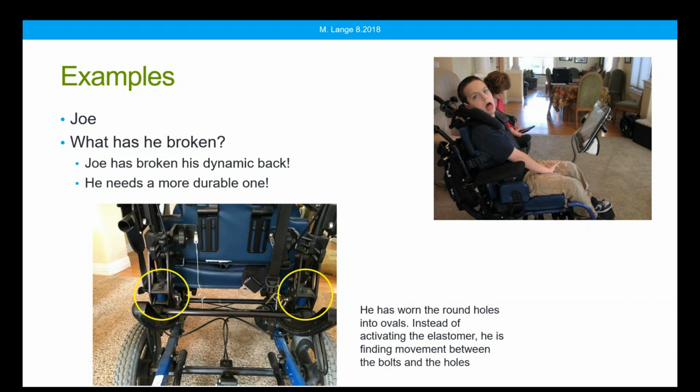So when he was moving in his system, and I wish I had a video of him doing this, instead of activating the elastomer here, as he should have been, that's what's supposed to absorb that force and help the client return to neutral, he was simply finding movement between the bolts and the holes, and this whole thing was about ready to explode. So we had to order him something that was more durable because of his strong and repeated movements.